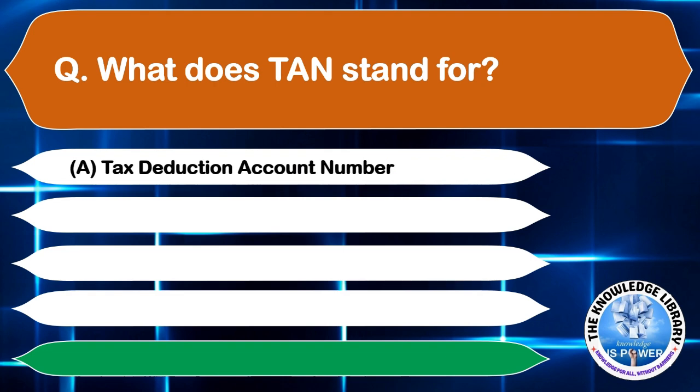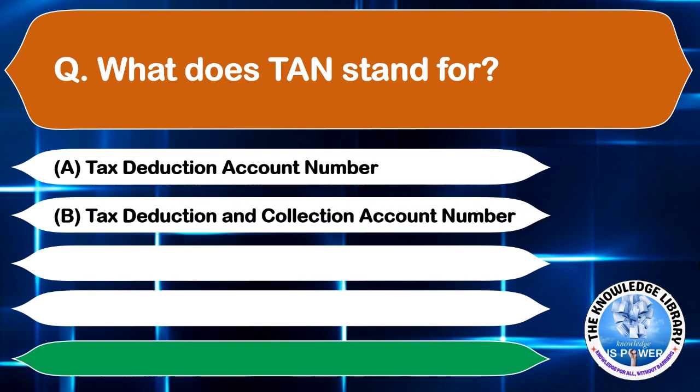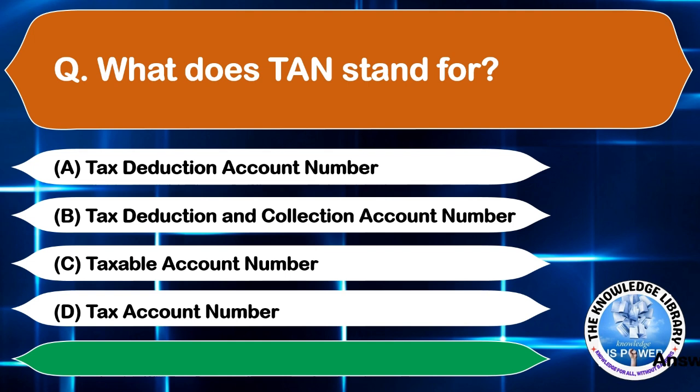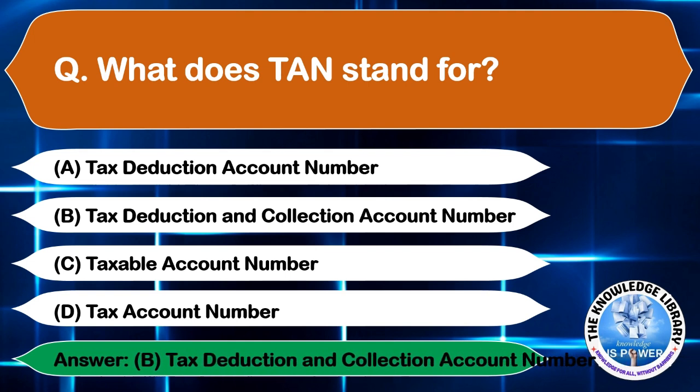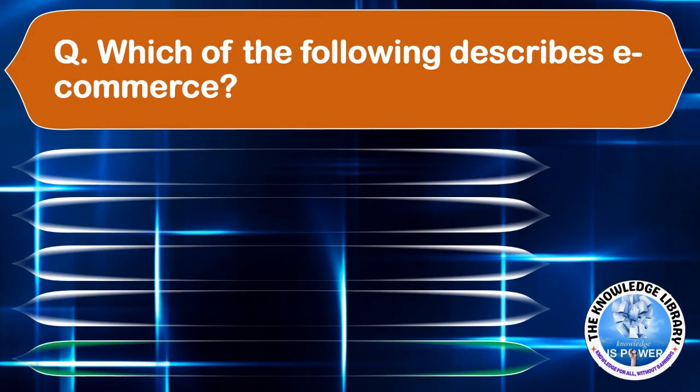The next question is what does TAN stand for? Option A tax deduction account number. Option B tax deduction and collection account number. Option C taxable account number. Option D tax account number. The correct answer is option B tax deduction and collection account number.